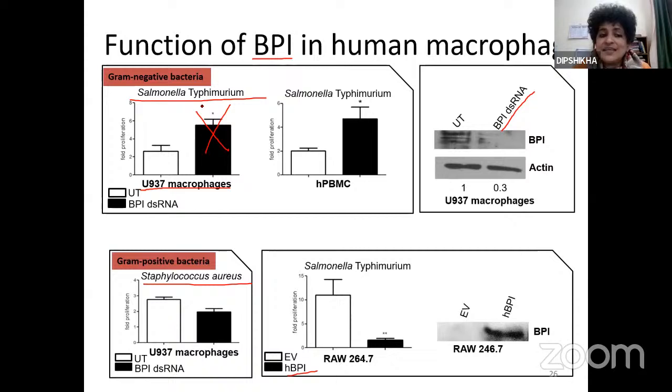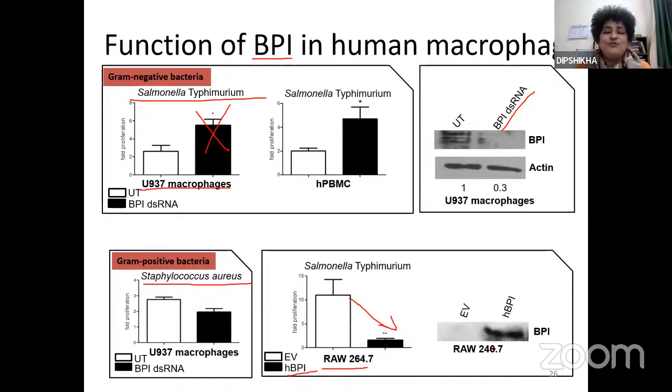Even when you see here, this is a Salmonella typhimurium infection. In this case, what we did was make a knockdown system, that means you have taken it out. In this experiment, as a proof of concept, you are overexpressing it. So we overexpress it with a human BPI. And the moment we do that, overexpressing a mouse cell with a human BPI, you see that the bacterial number is down. That means a human BPI has all the ability to kill.